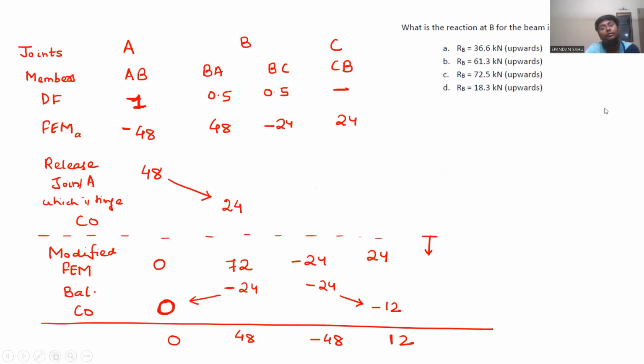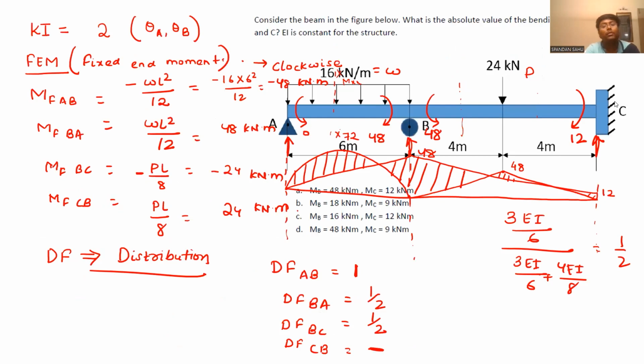We'll discuss after class. Okay. Now, what is the reaction at B for the beam? Okay, I'll calculate.